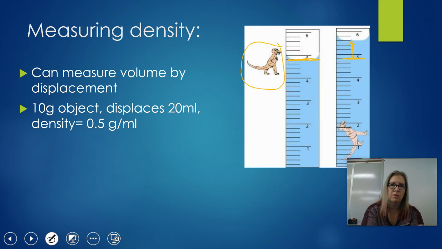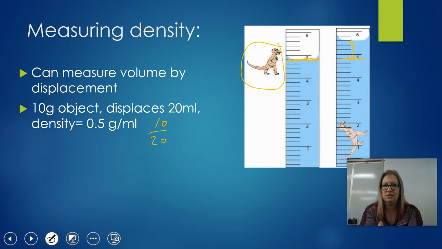Now this is going back to that idea that density is a characteristic property. Let's say I've got this dinosaur. Let's say he weighs 10 grams, and he displaces 20 milliliters of water. So I would divide the 10 by the 20, because it's always mass over volume, and that would give me a density of 0.5 grams per milliliter.